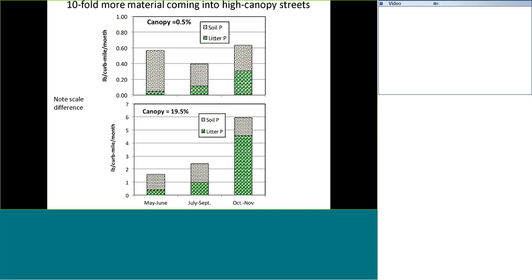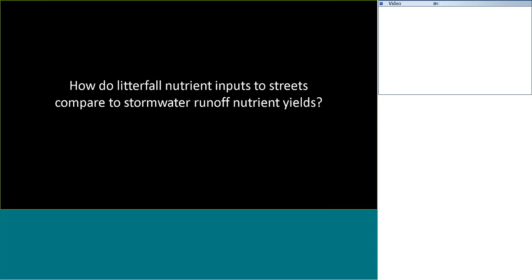I've divided it into the soil phosphorus, which is essentially the fine fraction, and the coarse material, which is the litter phosphorus. You can see that we have much higher recovery in these high canopy streets, especially for the litter phosphorus. So the Prior Lake study showed us that higher frequency of sweeping, which I didn't show you, and higher tree canopy cover lead to more recovery of phosphorus by the sweeper. And we also see that litter fall is an important component of the sweeper load, especially in the fall.